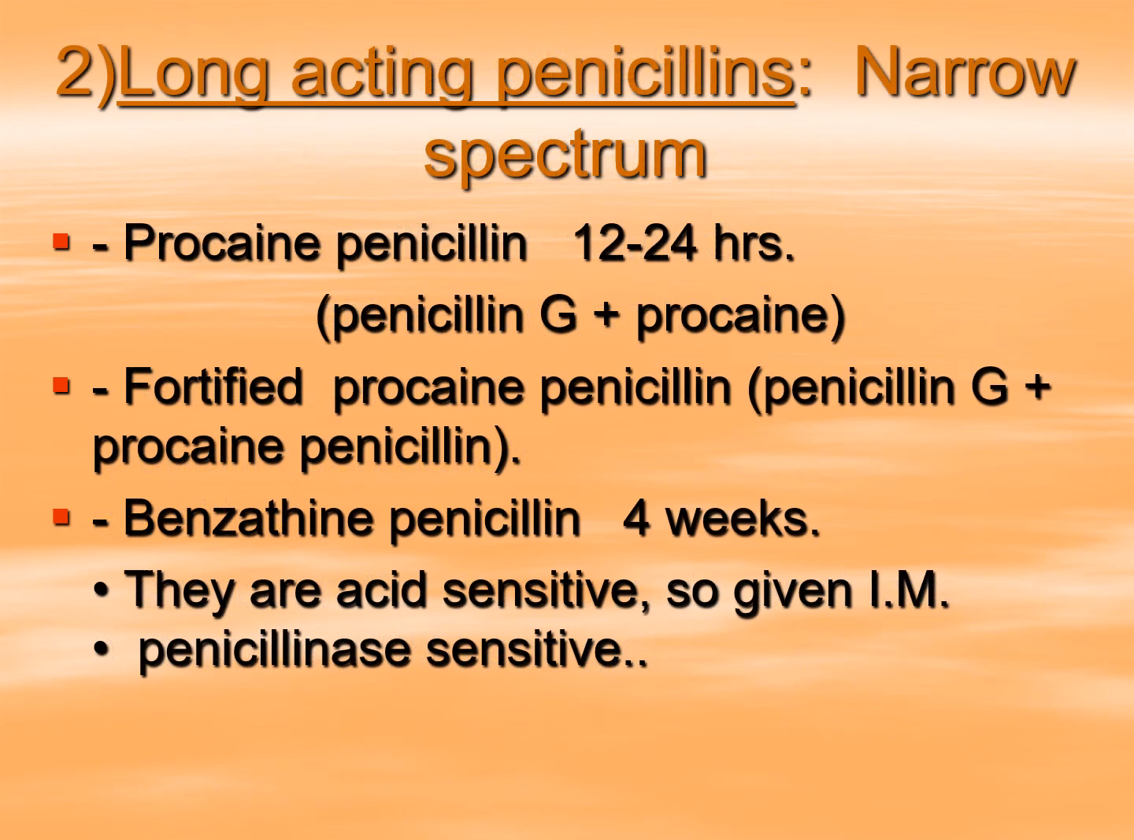To prolong its duration, it is combined with procaine or with benzathine. Procaine penicillin G duration is 12 to 24 hours. Benzathine penicillin G duration is 1 to 4 weeks. Both are acid sensitive, they are given intramuscularly, they are penicillinase sensitive, and of course they are narrow spectrum. Sometimes penicillin G is combined with procaine penicillin to produce fortified penicillin. And here there will be a high blood level and longer duration than penicillin G.